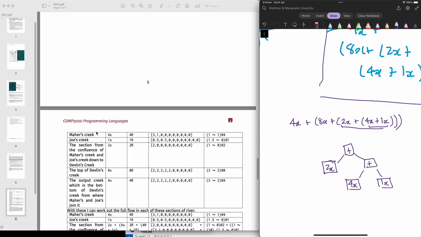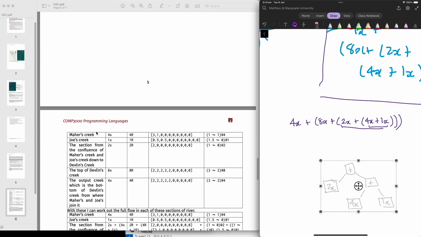And then we've got, let's move this down a little. Then we've got this part to be brought in. So that puts another plus up here.